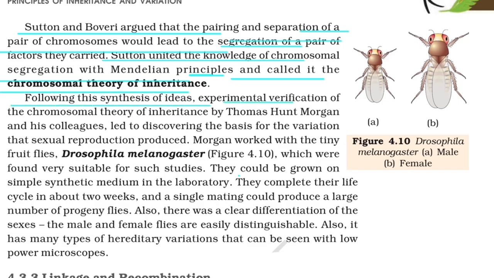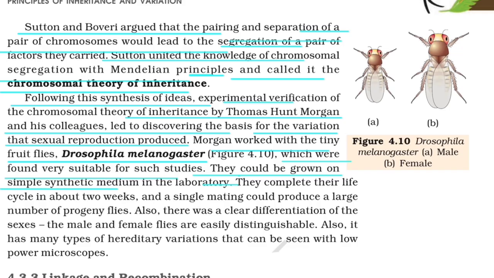Following this, experimental verification of the chromosomal theory of inheritance by Thomas Hunt Morgan and his colleagues led to discovering the basis for the variation that sexual reproduction produced. Morgan worked with the tiny fruit flies, Drosophila melanogaster, which were found very suitable for just such studies.